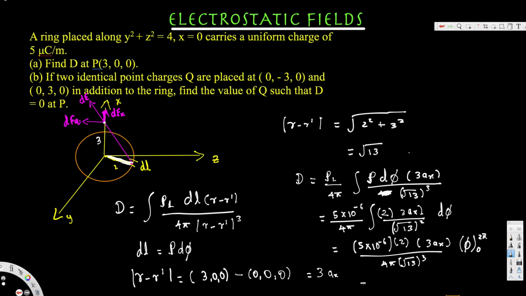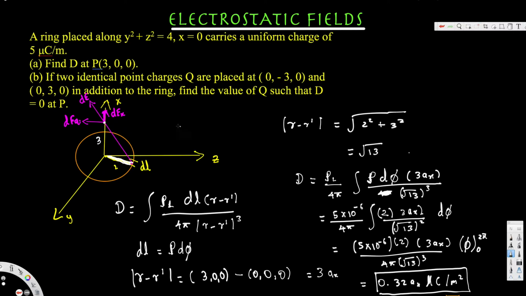After we simplify and solve for this one, finally you will end up with 0.32ax microcoulomb per meter square. So that's our final D value. Okay, now we are done with the first part. The first part is asking for the D, so we calculated it.